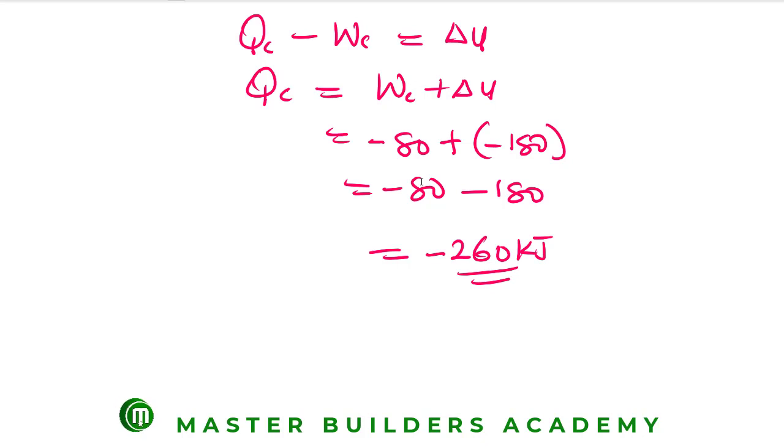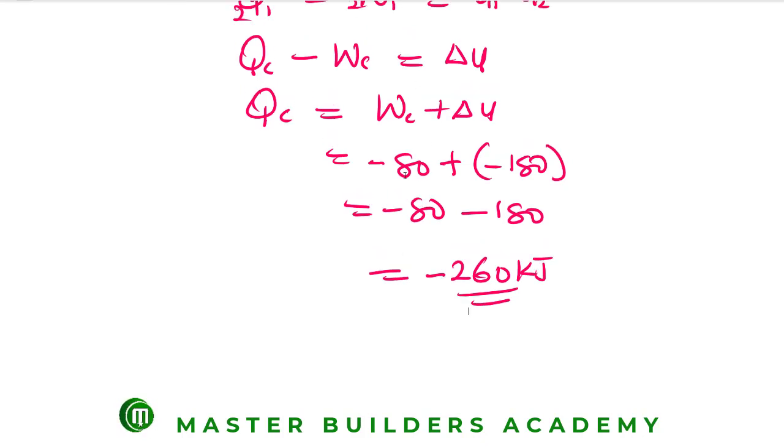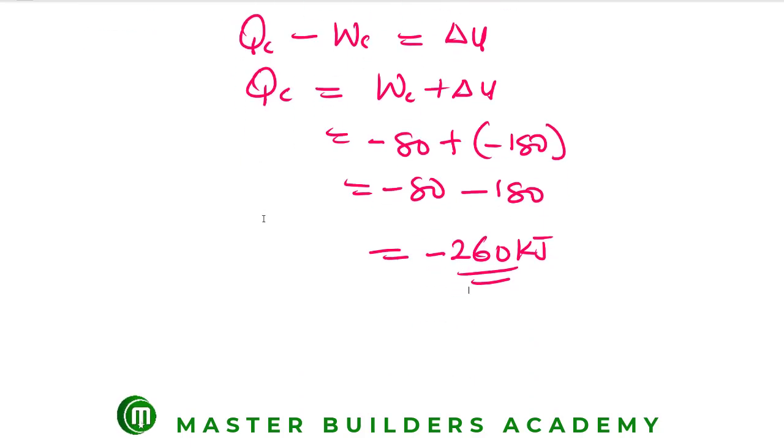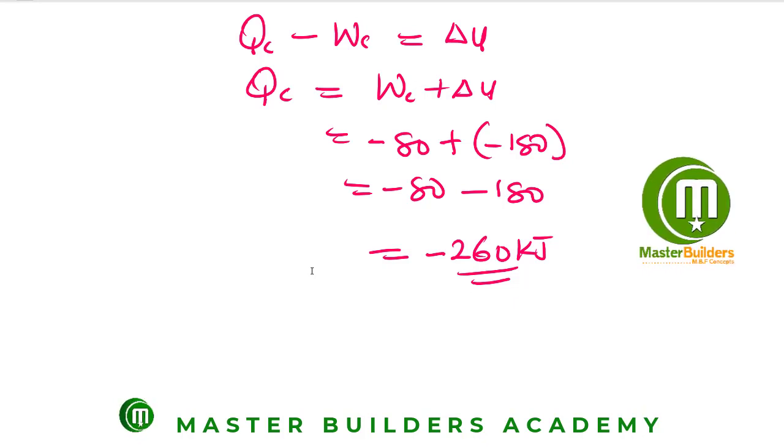So as we have this now, we have been able to obtain the heat flows between the system and the surrounding for part C. Now the question is, what type of heat is this? Heat accepted or heat rejected? This is actually heat rejected. Why? Because the value is negative. It's as simple as this. So when you have a negative value, it shows that it is heat rejected.